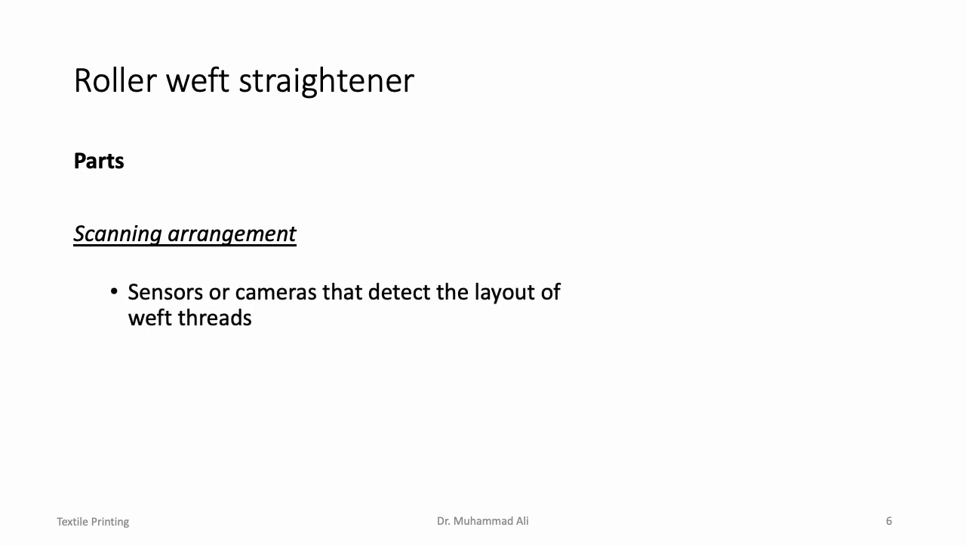As we have discussed briefly before, a scanning arrangement is a set of sensors or cameras that detect the layout of weft threads. In other words, these sensors detect the type of distortion and calculate the magnitude of distortion also. The working of these sensors is completely automatic. The operator does not have to do anything or any settings usually.